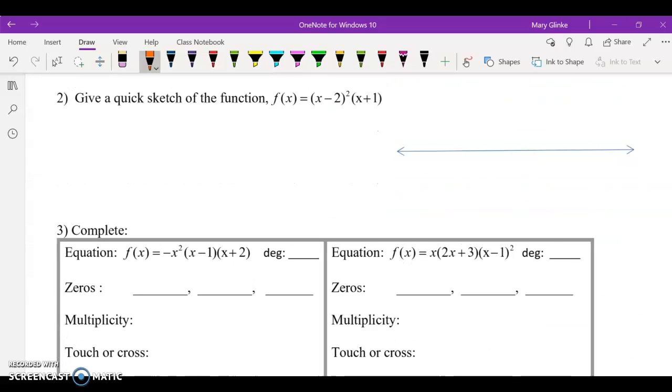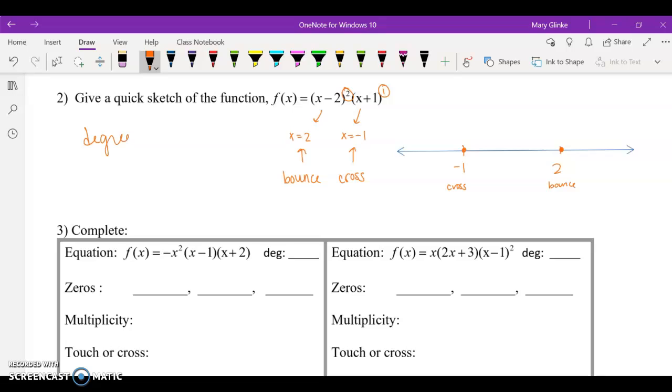So to sketch number 2, we know our zeros are going to happen at x equals 2 and x equals -1. At 2, our degree is 2, so this is going to bounce. At -1, our degree is 1, so this is going to cross. So we have -1 and +2. We're supposed to bounce at 2 and cross at -1, but we need to figure out what the rest of the graph is going to look like.